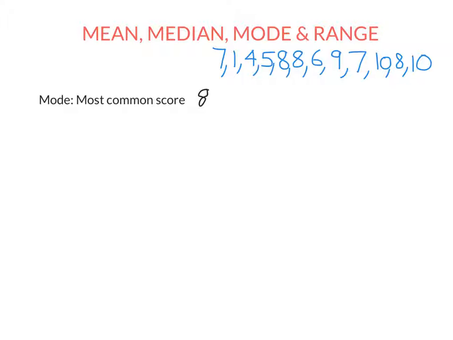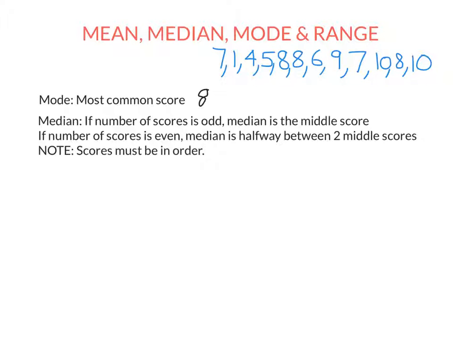Let's now calculate the median. So the median of a set of scores is the middle point of the data. So if there's an odd number of scores, the median will just be the middle score. But if there's an even number of scores, you calculate it slightly differently. If the number of scores is even, then there'll be 2 middle scores, and you add them up and divide by 2. So note, when we find the median, the middle point, the data must be in order.